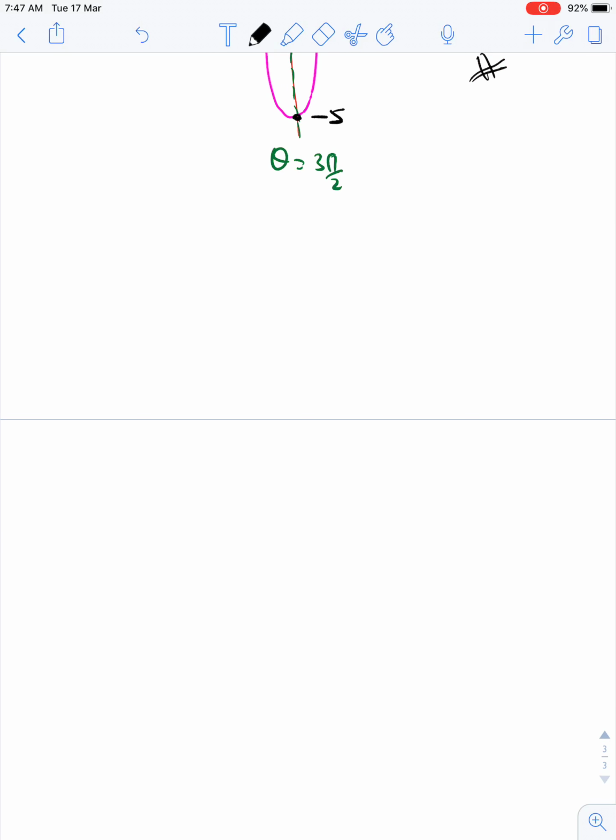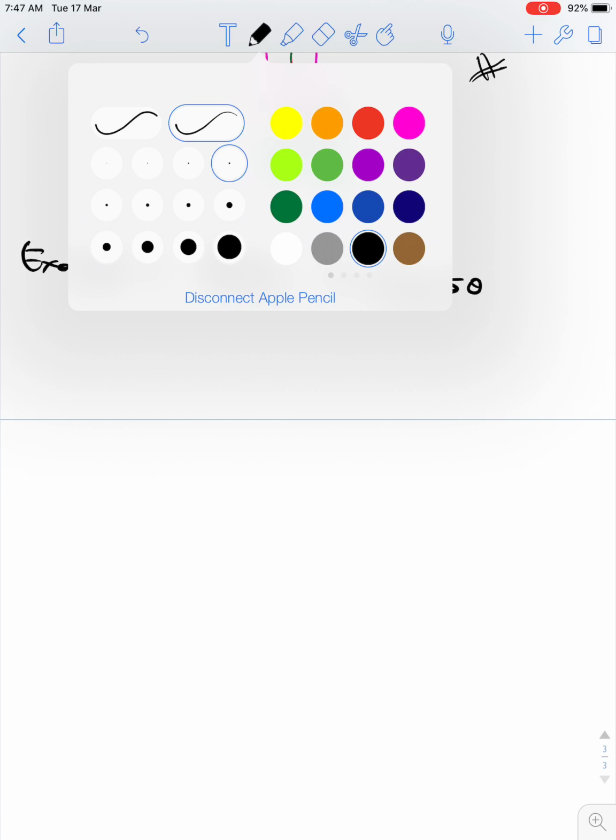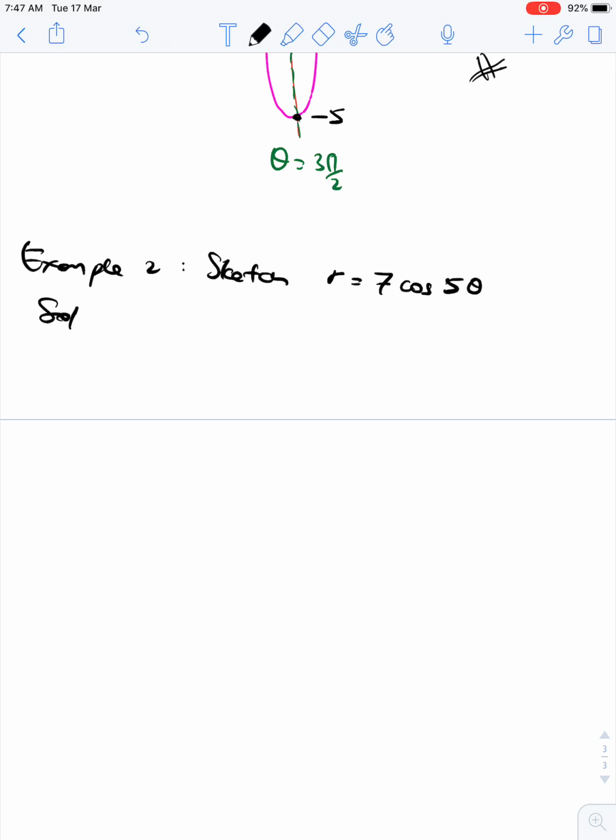Okay, let us go to the second example. Example 2: sketch. Just now we had sine, so right now let me give you an example of cos. r equals 7 cos, let's say 5 theta. So now we have a solution.